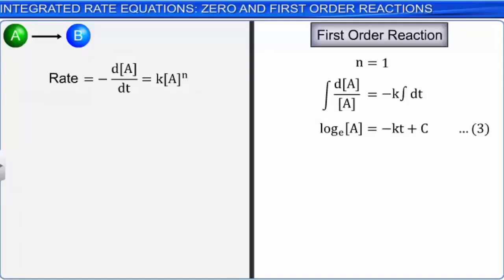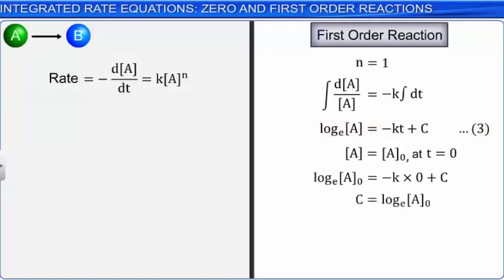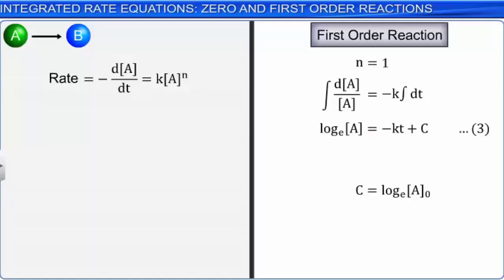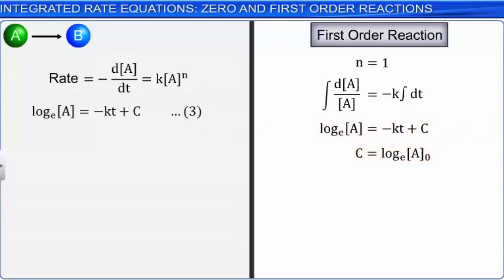Let the concentration of reactant A be A0 at time t is equal to 0. Substituting the value of A0 at time t is equal to 0 in equation 3, we get C is equal to log concentration of A0 to the base e. Substituting this value of C in equation 3, we get log concentration of A to the base e is equal to minus K multiplied by t plus log concentration of A0 to the base e. Let this be equation 4.